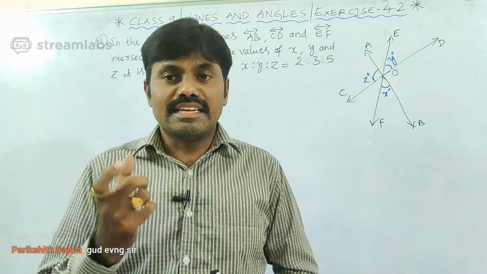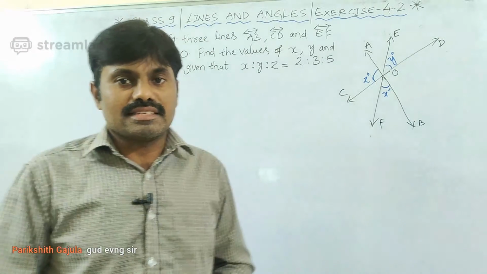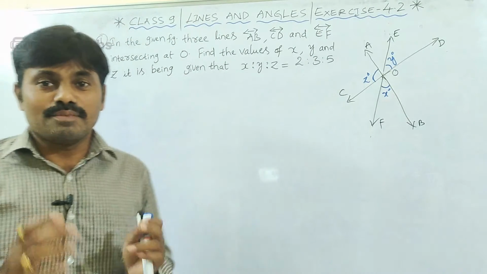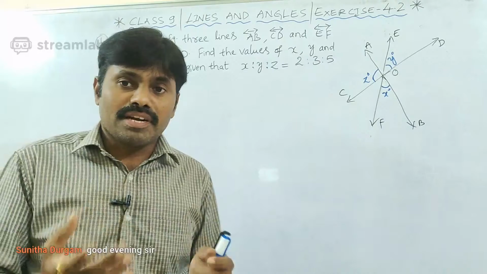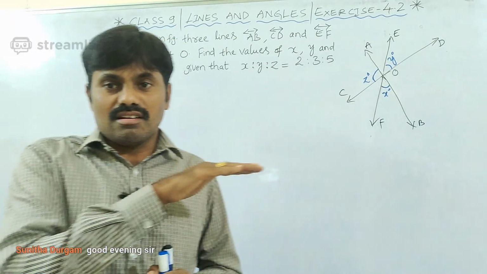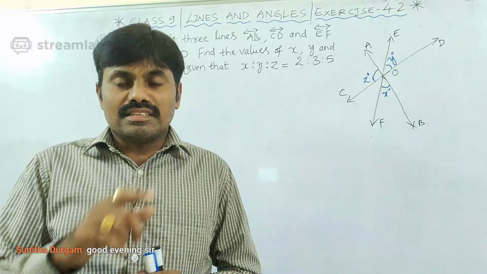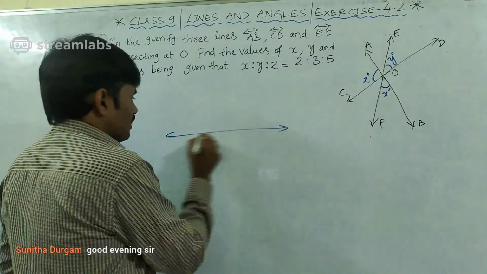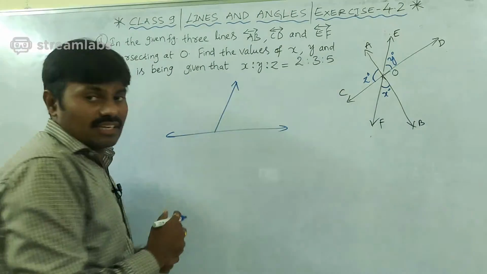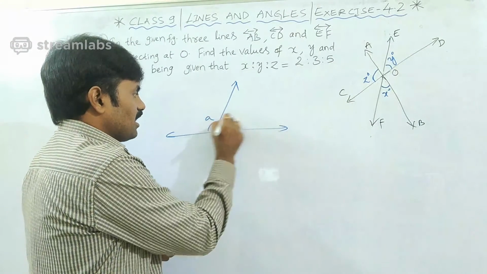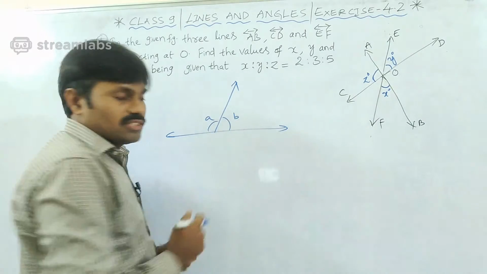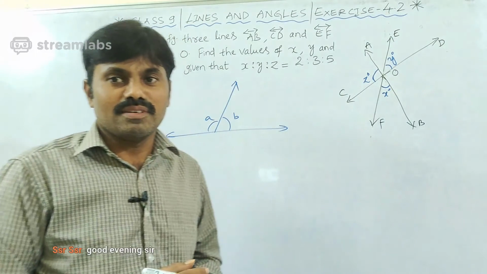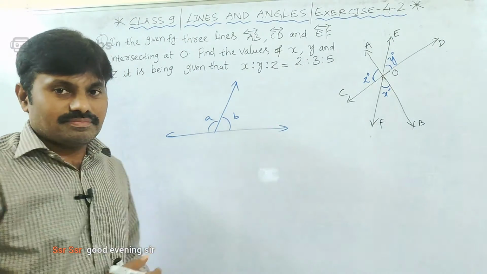Also we have discussed the linear pair of angles. What is the linear pair definition? If a ray stands on a straight line, then two angles are formed, A and B. Now here the sum of these two is how much? 180 degrees. This is the linear pair axiom.